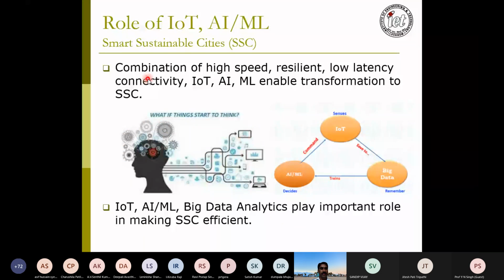So let us take an example of smart sustainable cities. Once we talk about the combination of high speed, resilient, low latency connectivity, IoT, AI, ML enabled transformation, it certainly leads to smart sustainable cities, right? And all of this, IoT, AI, ML, big data analytics, is certainly required for sustainable development of smart sustainable cities. Okay.